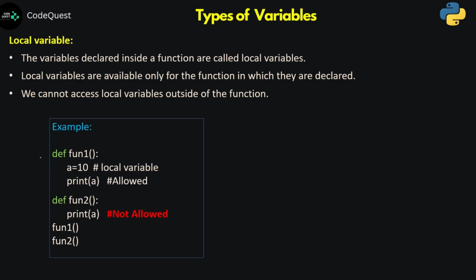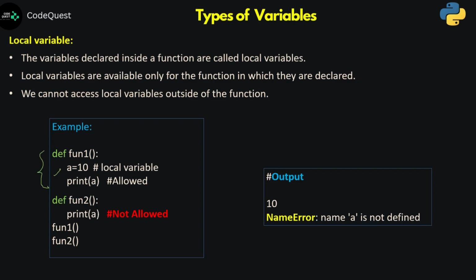Now let's see this example. Here we have taken one function, that is fun1. Here I am writing a equals 10. Because this variable is present within this function fun1, we can say this a is nothing but a local variable. So I am allowed to access it within the same function, because the fun1 function has defined this local variable, hence we are allowed to use it. But if I try to access the same a inside another function, let's say fun2, this is not allowed.